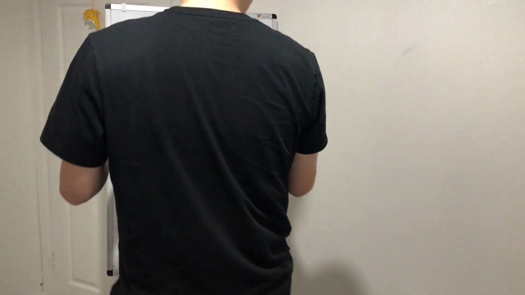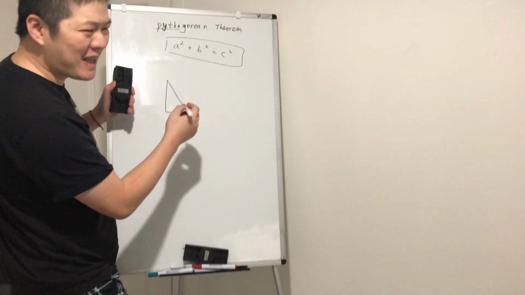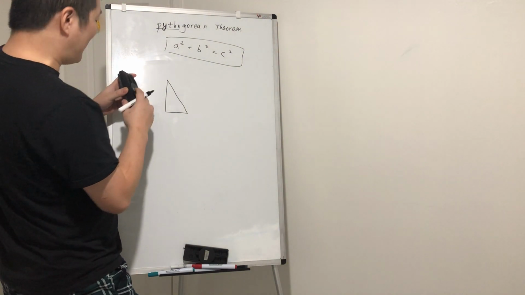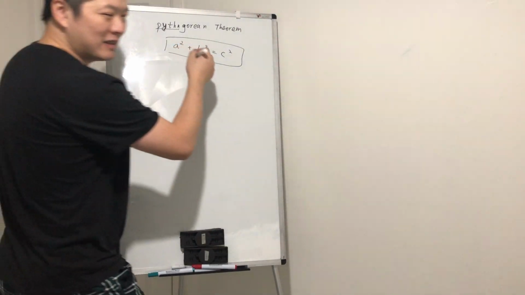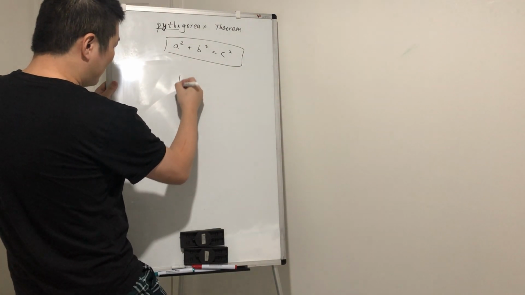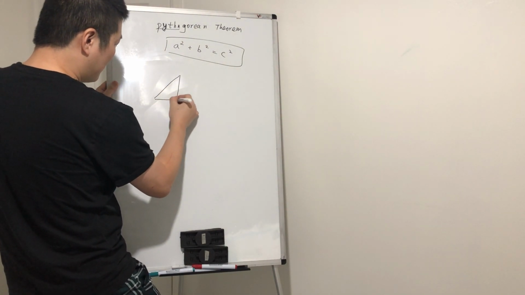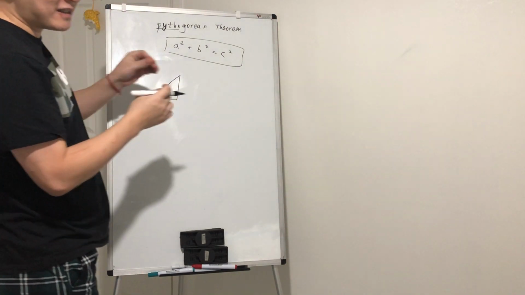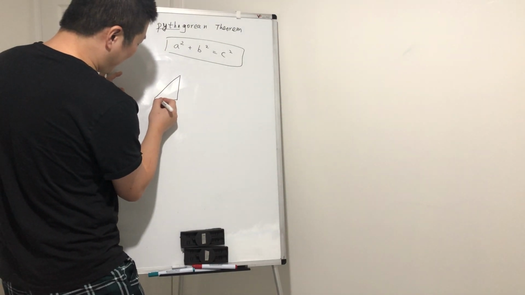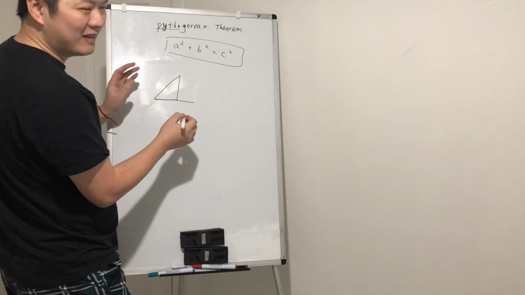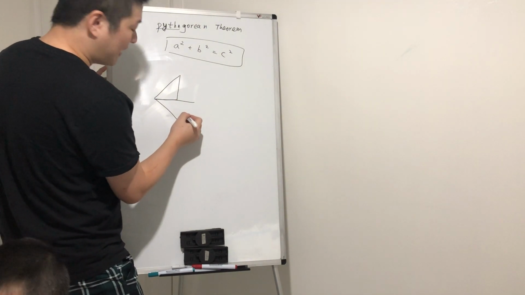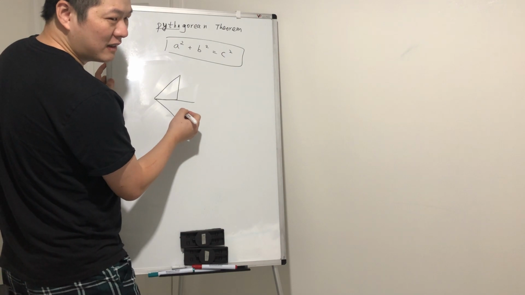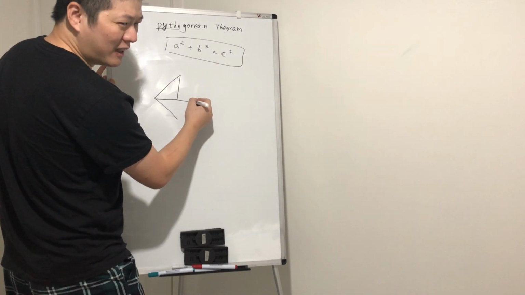Okay, so this is a triangle, and now, actually, let me draw it the other way. Okay, so it's better. So look, this is one triangle, and then we can draw another one. How to draw it? Let me draw it.